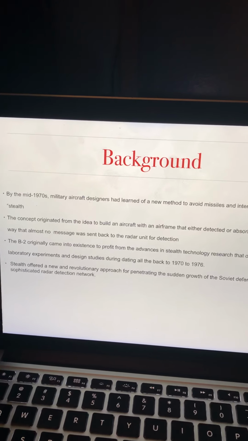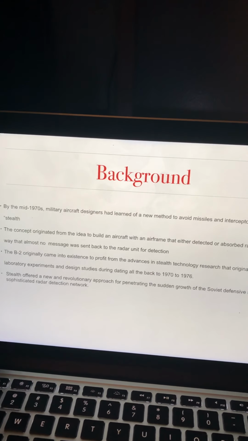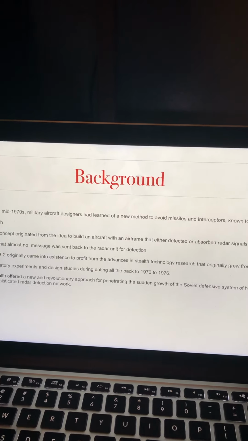Background. By the mid-1970s, military aircraft designers had learned of a new method to avoid missiles and air interceptors, known today as stealth. The concept was to build an aircraft with an airframe that either deflected or absorbed radar signals, so that almost no signals were sent back to the radar unit, in this case the enemy. The B2 originally came into existence to profit from advances in stealth research that grew out of laboratory experiments from 1970 to 1976, a six-year period.